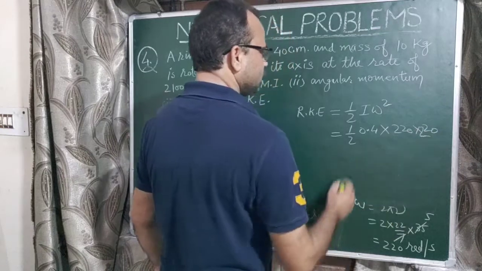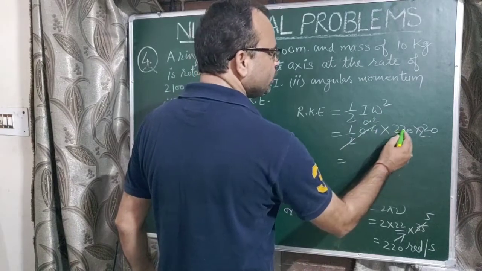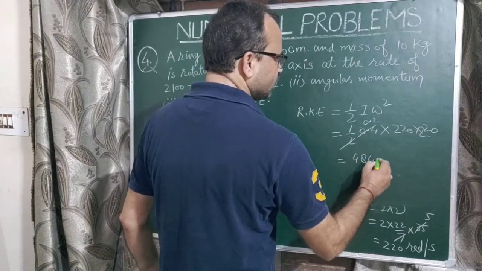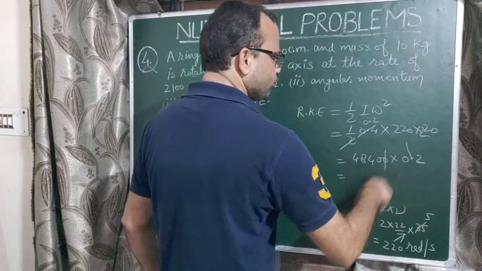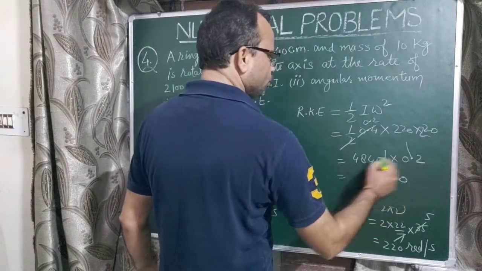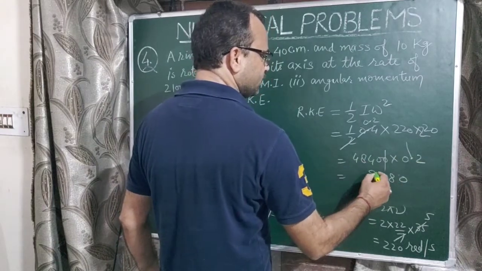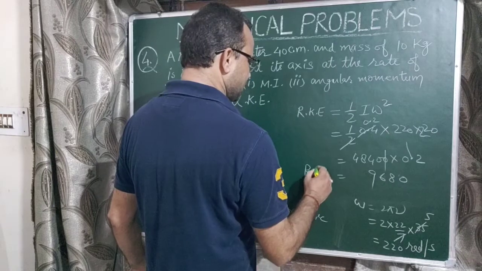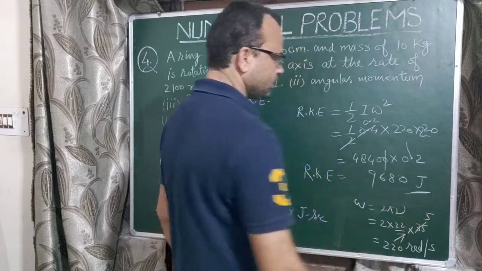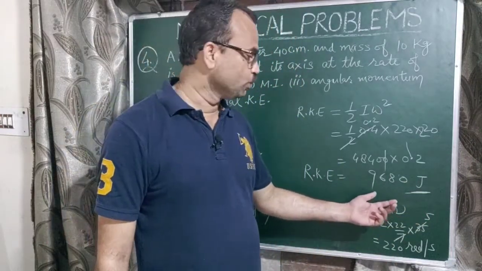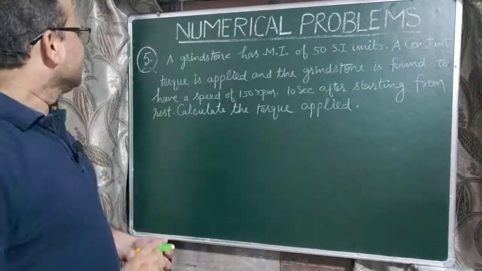Okay, these two cancel, 0.2. So 22 into 22 means 484, 00 into 0.2. Okay, so this 0 and point cancel, 2 fours are 8, 2 sixes are 12, 2 eights are 16, 1, 2 fours are 8, 1, 9. So the value of rotational kinetic energy is 9680 joule. Okay, 9680 joule, or we can write 9.68 into 10⁻³ joule. Now see question number 5.